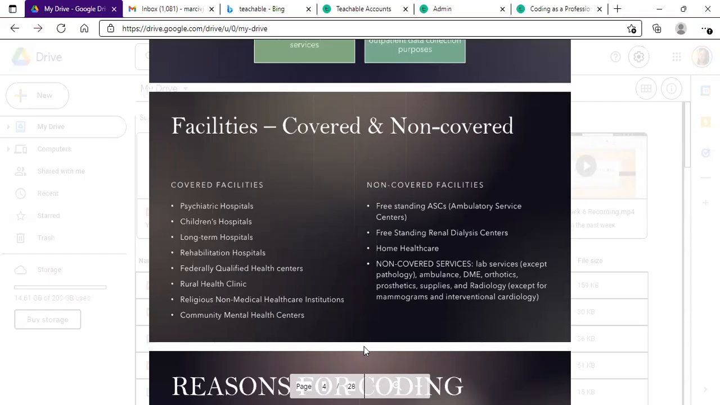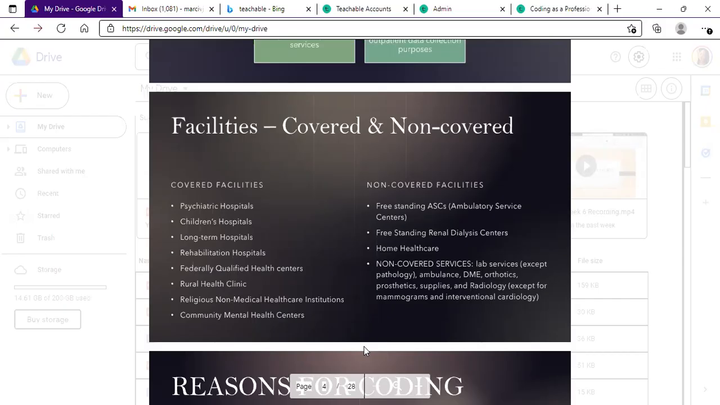So to go over, pretty much the covered facilities are self-explanatory: psychiatric hospitals, children's hospitals, things like that, because children are not excluded from having diagnoses, diseases, and conditions that happen to have a risk adjustment score. They're not excluded because they're children. They have diseases and conditions and things like that that have to be managed. It has to have risk adjustment scores, depending on the setting. Long-term hospitals, so it's pretty much cut and dry with the facilities that are covered.